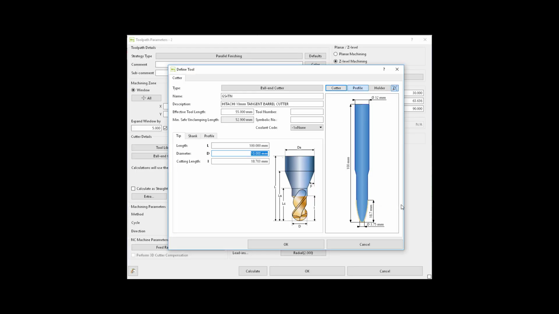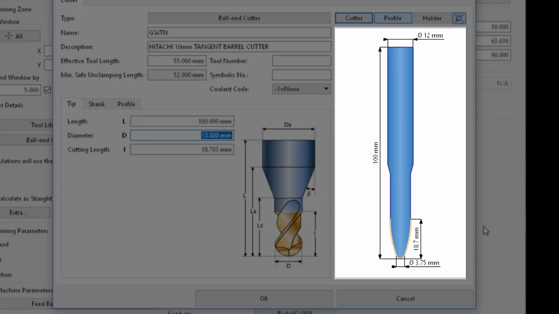The parallel finishing toolpath utilizes the advanced toolform functionality of WorkNC. This allows barrel, oval, lens, and other non-standard tooling to be used.